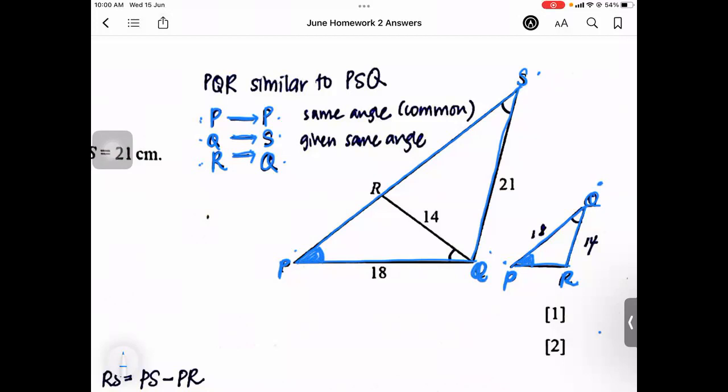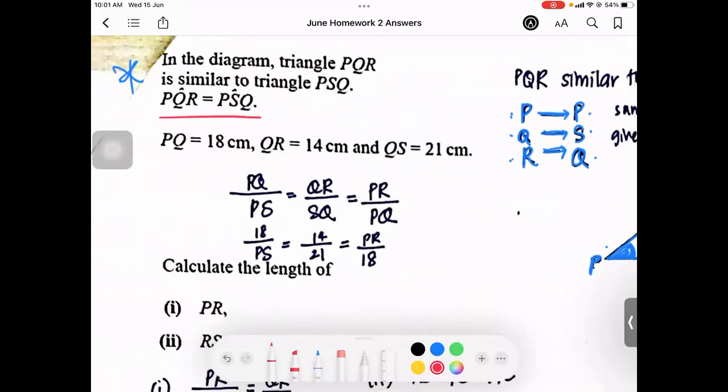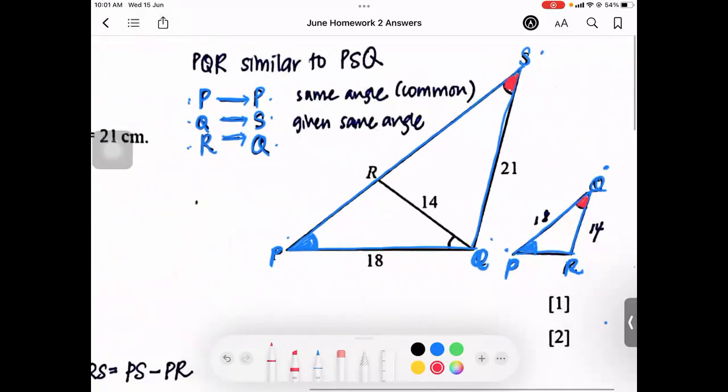Secondly, angle Q and S. PSQ is over here. Let me use another color. PSQ is over here. Then let me match it with this one. Okay, are they the same angle? Let's read the question. They gave me that these two are the same angle. So this is given. So if this is given, then very obvious, angle Q must be equal to angle R.